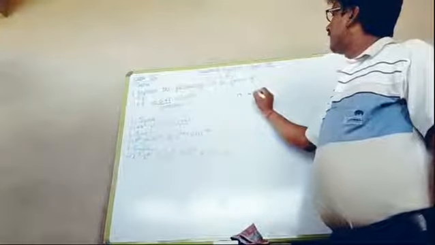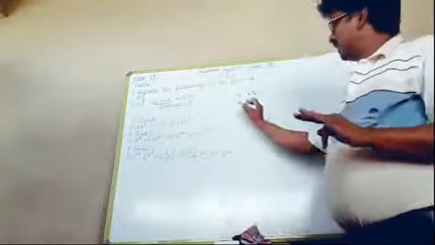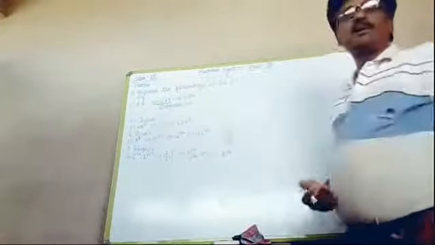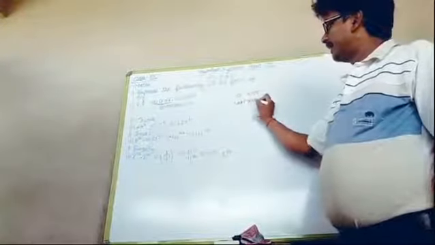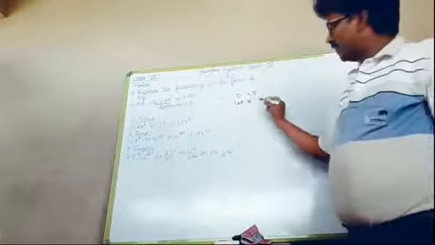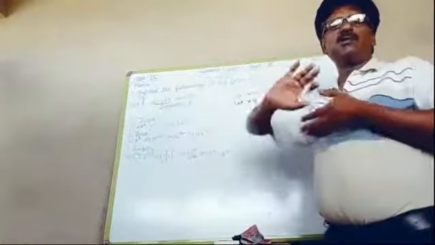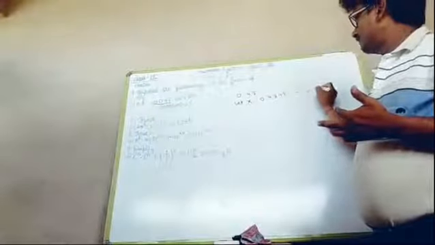0.47 where 7 is repeating. There are 3 steps you have to do. In first, just consider this overall number as x. So let x is equal to 0.47. This 7 means repeating infinite times, you can write this 7, 7, 7 and so on.